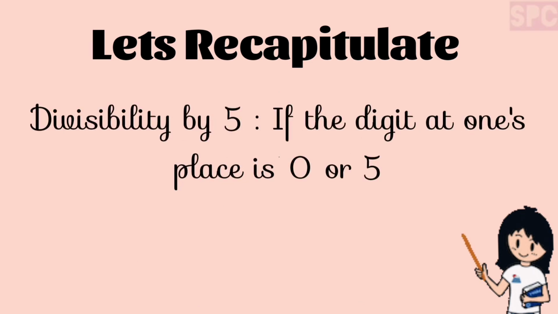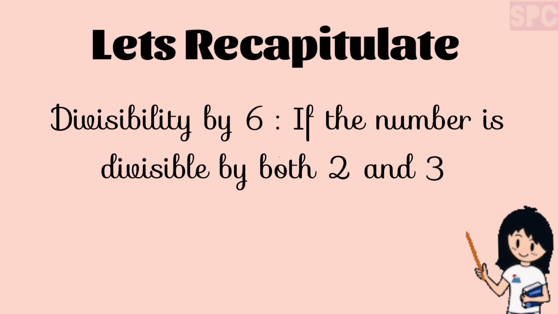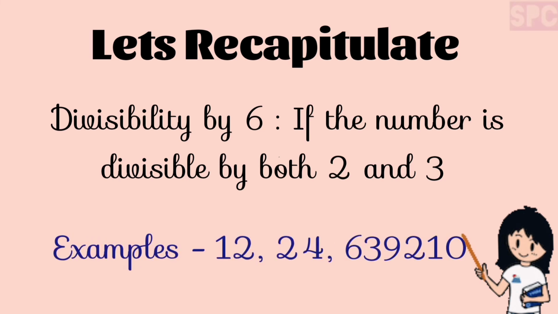Next is divisibility by 5. If the number has got 0 or 5 at one's place, then that number will be divisible by 5. To check the divisibility by 6, the number should be divisible by 2 and 3 both. Then only that number will be divisible by 6. So we have to check whether that number is divisible by 2 or not, and whether that number is divisible by 3 also or not. If it is divisible by both 2 and 3, then only it will be divisible by 6.